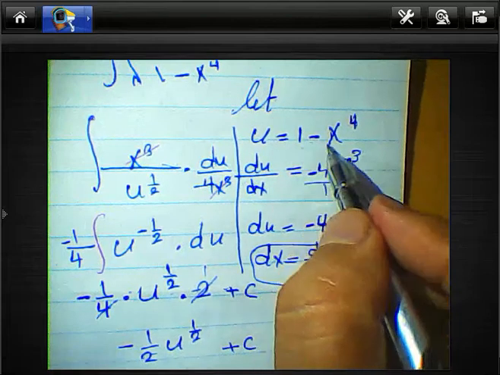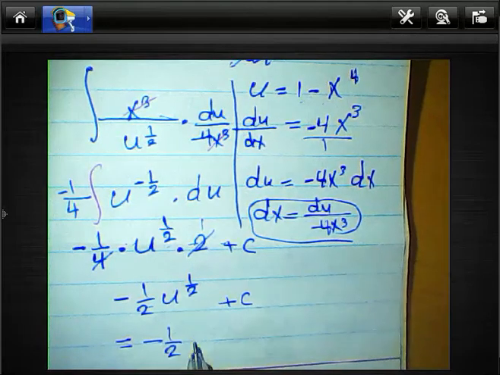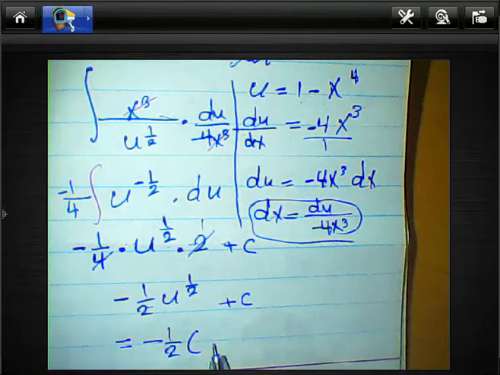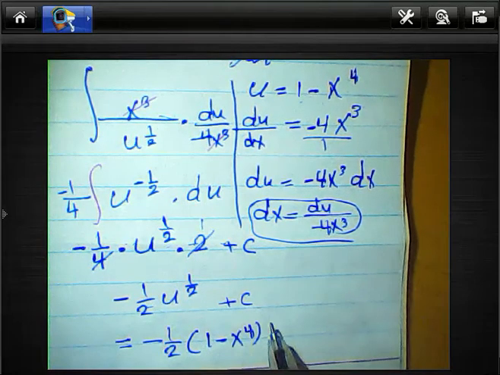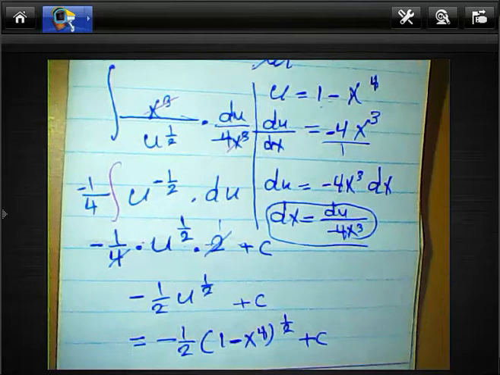u will be 1 subtract x power 4, so the result will be negative half, and we can write 1 subtract x power 4, all power half, plus constant. It's okay.